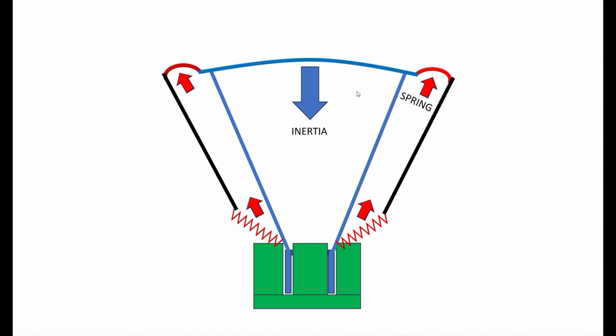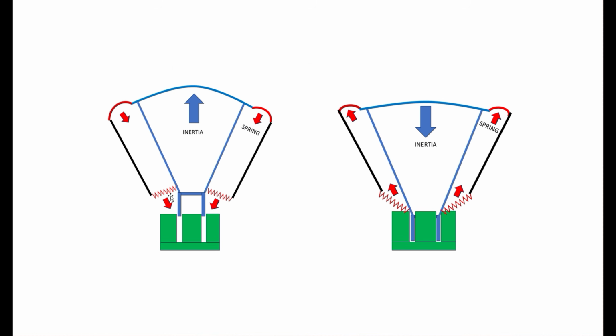And when it's at the bottom of its oscillation, we have the spring wanting to pull the cone up, against the inertia, right? And so we have this oscillation, or this tug of war between the inertia of the mass of the cone movement and the spring strength of the suspension. Up, down, up, down, up, down, right?